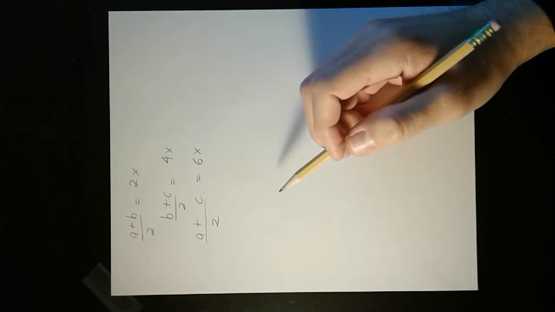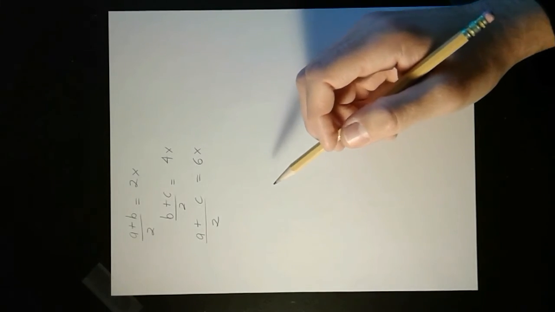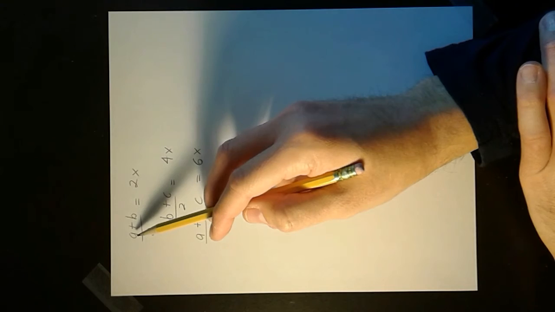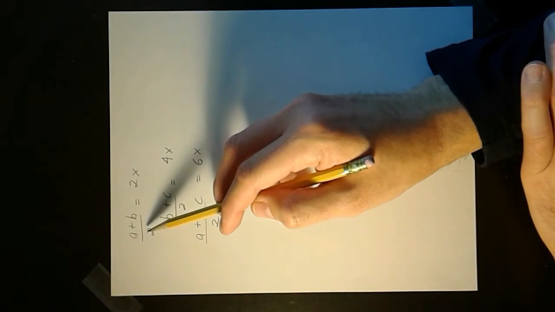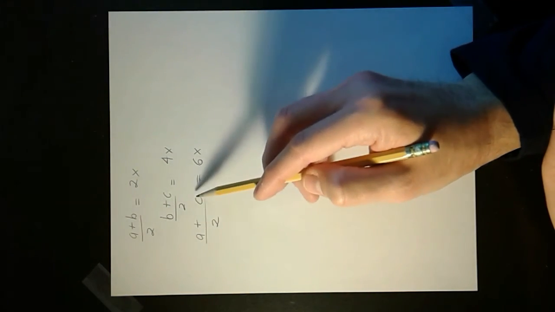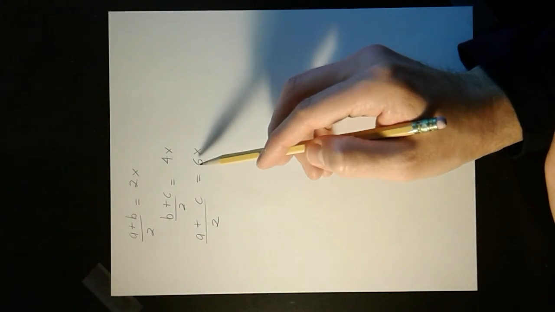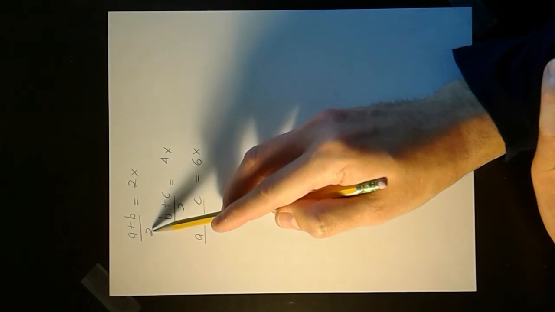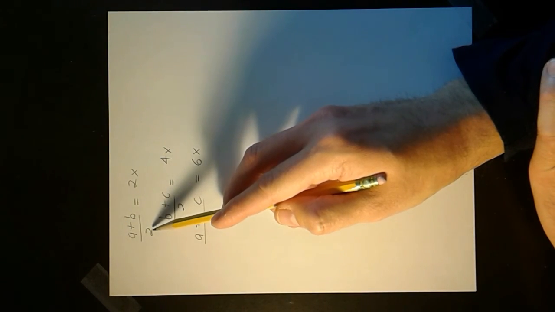So what I did to start question number 29 was simply to write the equation for the average of A and B, the average of B and C, and the average of A and C. From here, we're simply going to multiply each equation by the denominator 2.